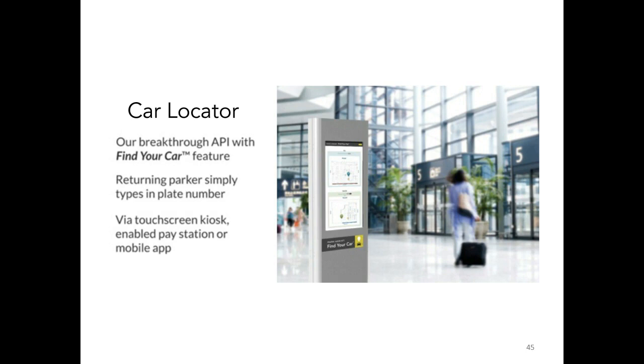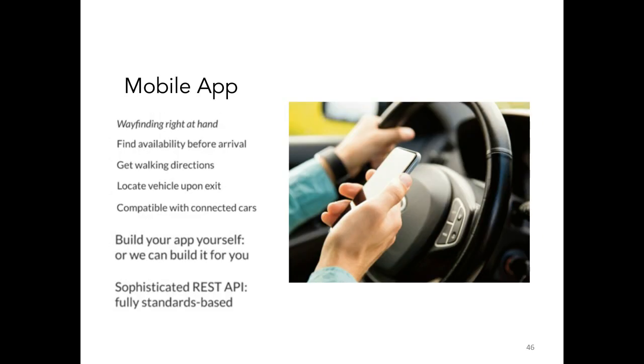The same logic can be applied to a pay on foot machine. If the screen is large enough, you can use your existing pay on foot machine to offer Find Your Car using the ticket that you pull instead of your license plate as the indicator. You can also do the same type of function through a mobile application.